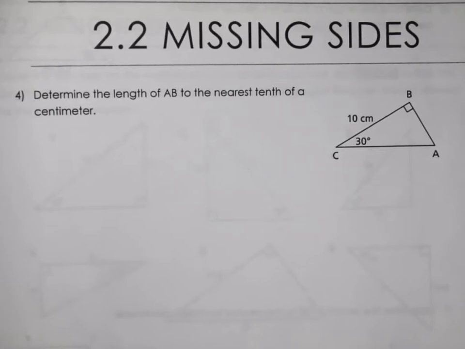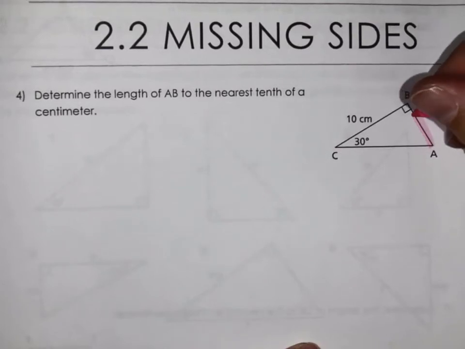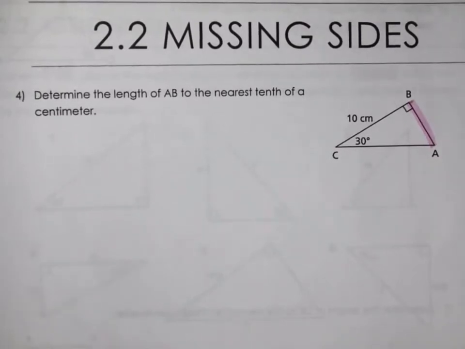All right, okay. Missing sides. So we're determining the length of AB to the nearest tenth of a centimeter. So I'm going to do a couple of things. I'm going to use my highlighter to highlight the side that I'm looking for. So side AB is going from vertex A to vertex B. So that's that side.